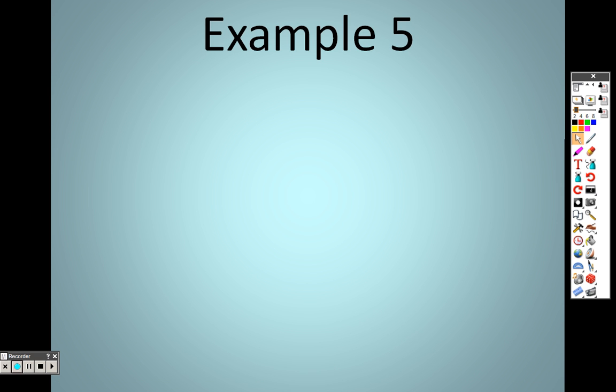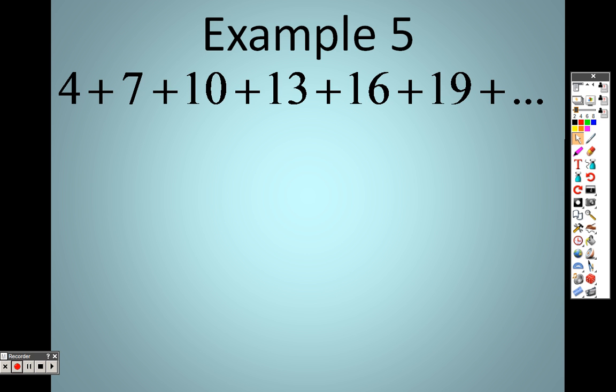Continuing on with 11.2 on arithmetic sequences and series. We're now on example 5, and before we were talking about the sum of those arithmetic sequences and series. So when I see this, first I have to decide before I do this problem, is it even arithmetic?